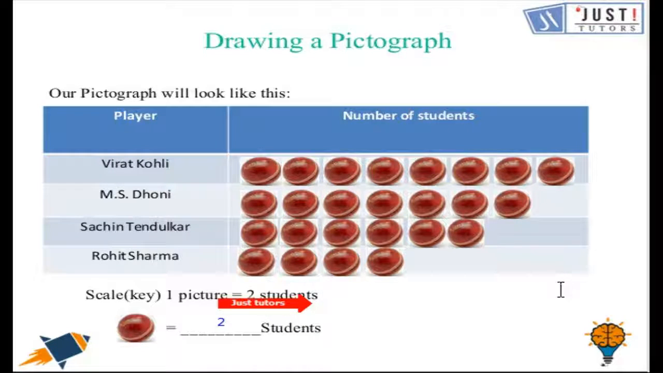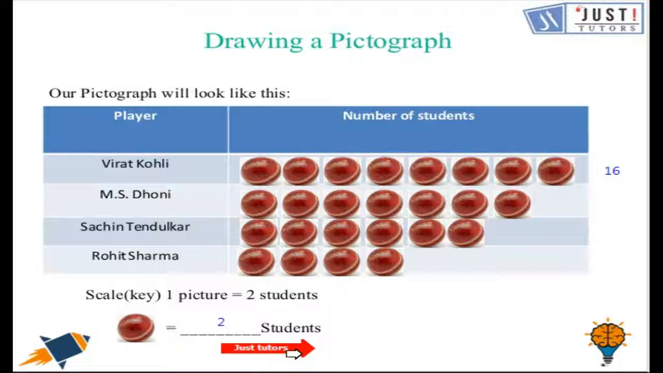Now let's try to answer some questions based on the information related to the pictograph. So how many votes does Virat Kohli have? So what we can do here is we can count the number of balls. So that's 1, 2, 3, 4, 5, 6, 7, 8. That's 8. It means that Virat Kohli has got 16 votes, because one ball means we have 2 students.